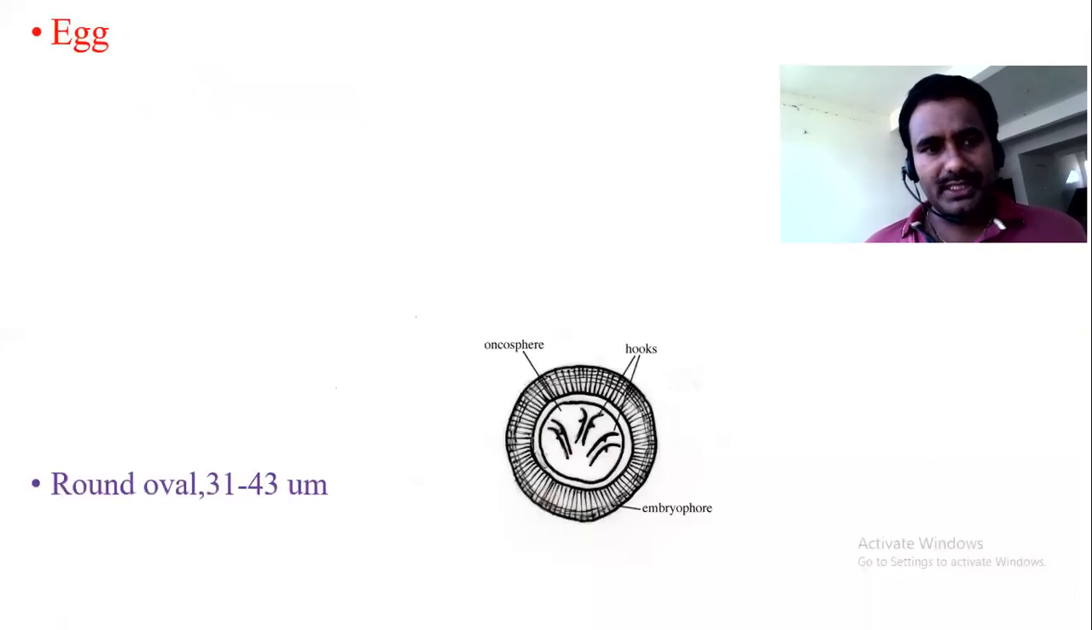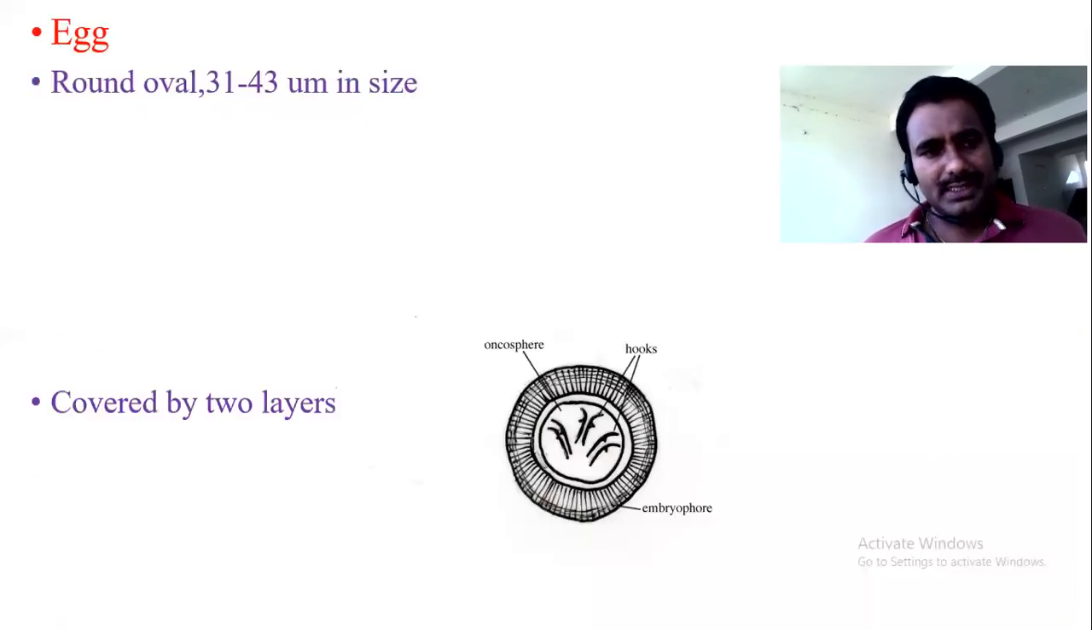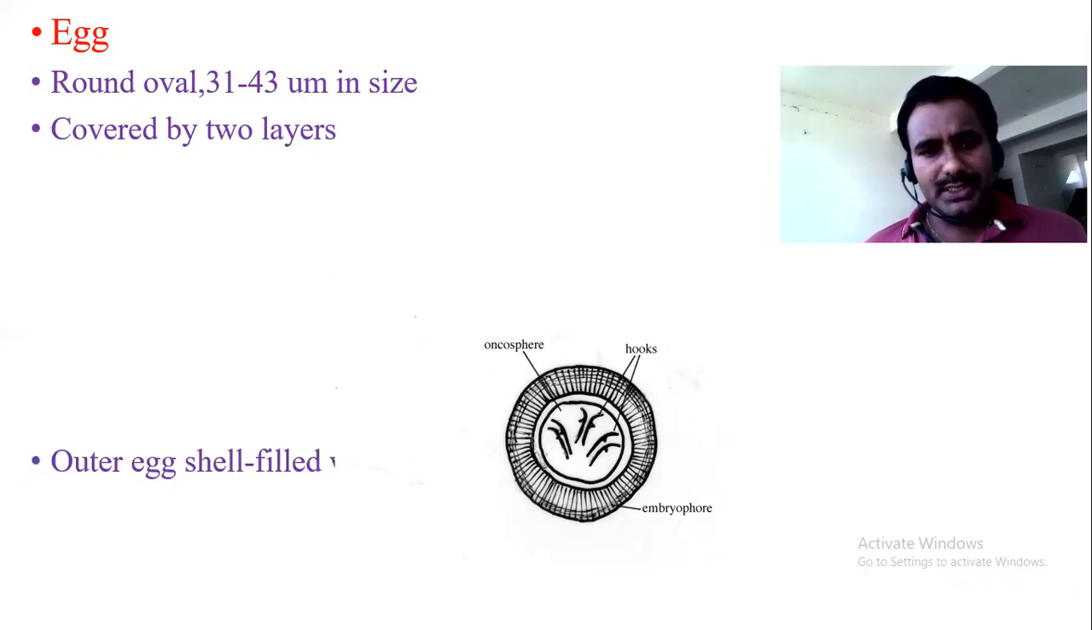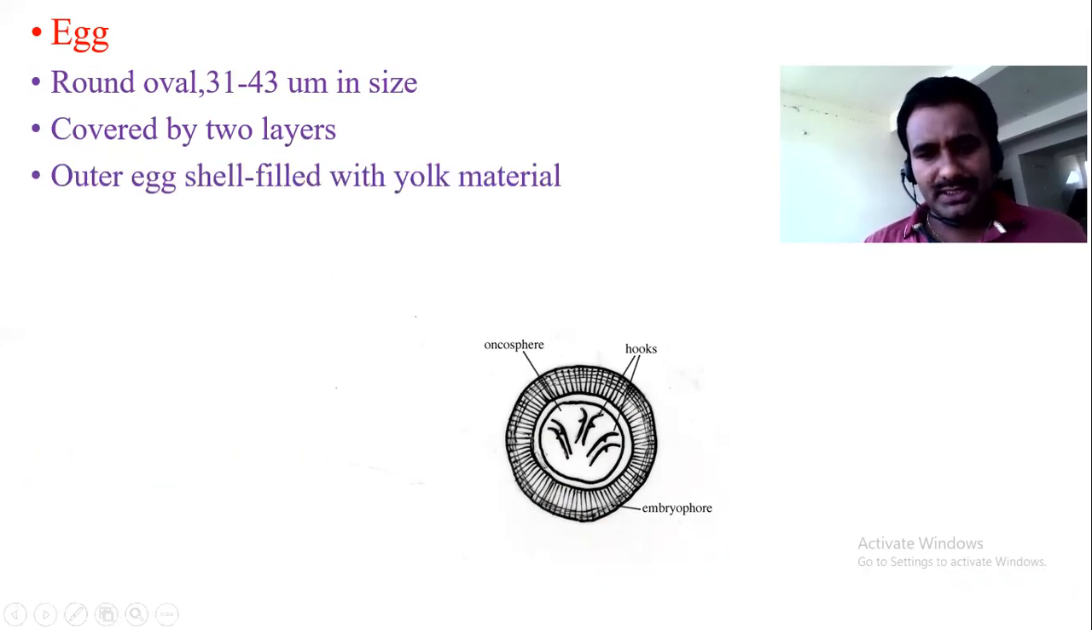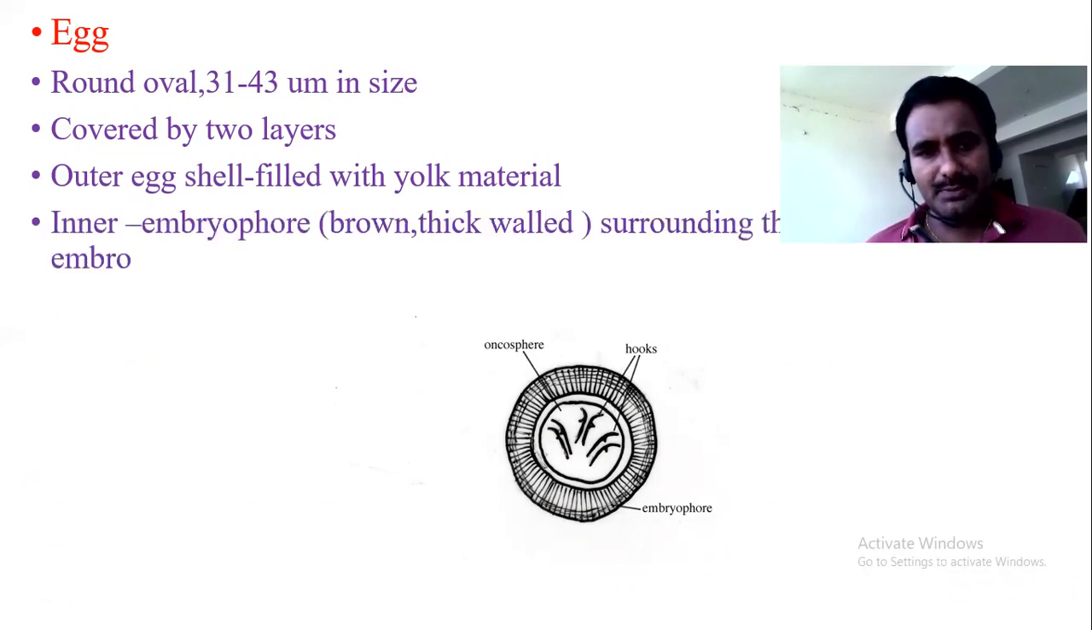So here it is the egg, which will be round oval in size, covered by 2 layers. If you see this, it has 2 layers. Here it is round oval, filled with yolk material. And next is the inner embryophore. The embryophore is a brown thick wall which surrounds the embryo.